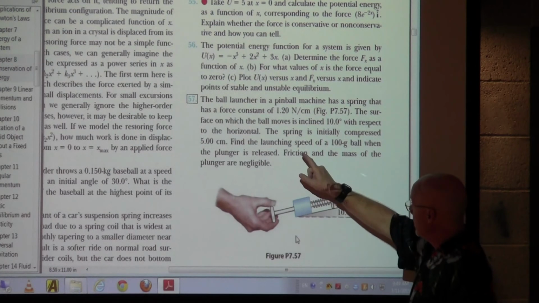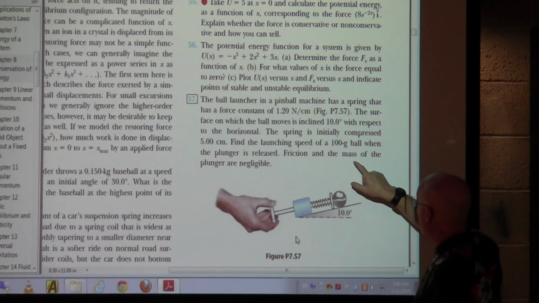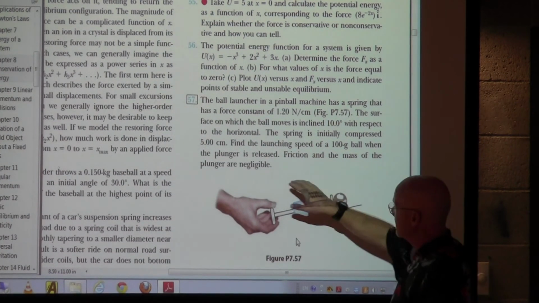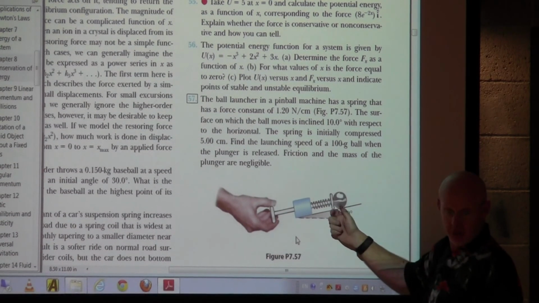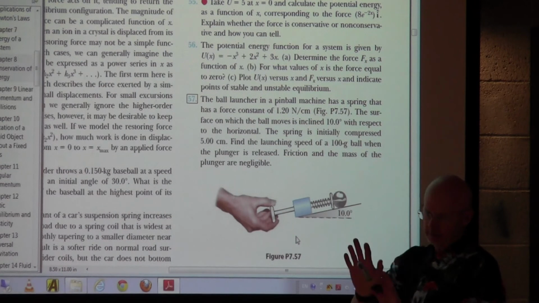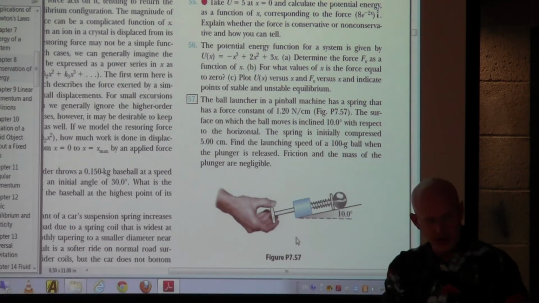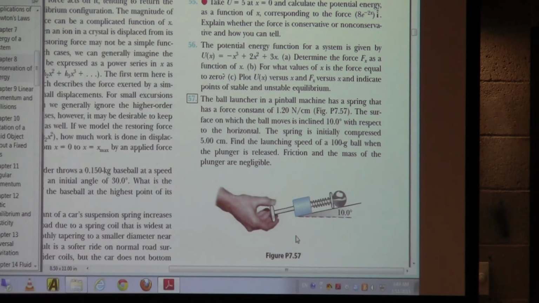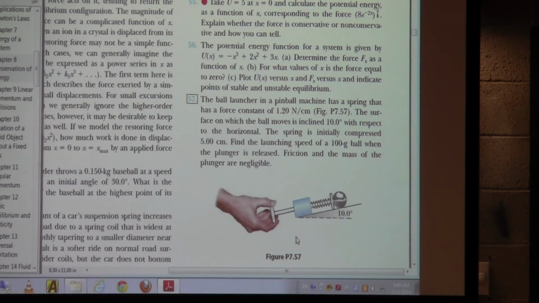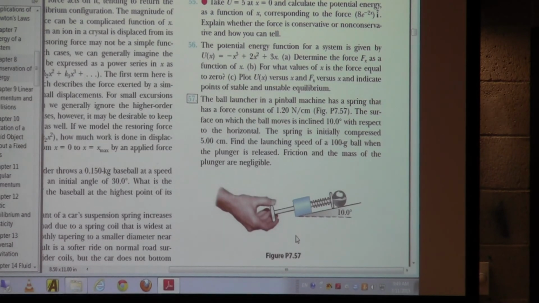Go ahead and ignore friction. And also, don't even worry about the mass of the plunger, because obviously when the spring pushes, it doesn't just push the ball, it has to push the plunger also. So don't worry about the plunger. That's just the ball itself. Okay. And so what is the launch speed is the question.